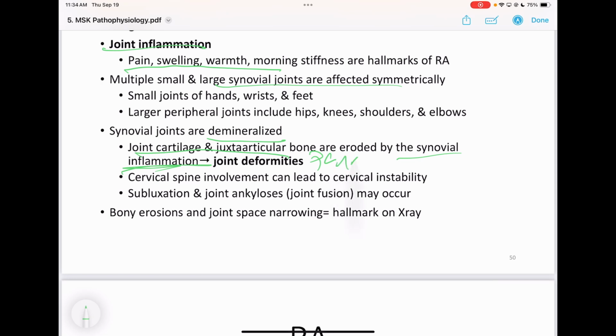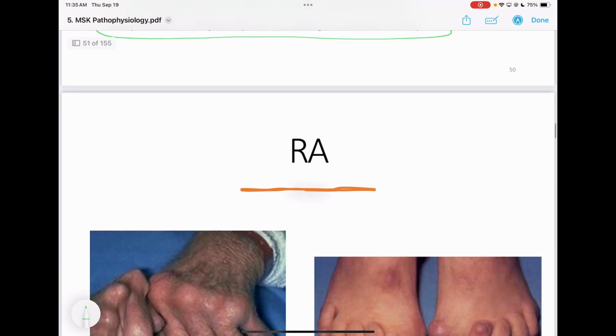Again, pannus. If it's in the cervical spine, they may have cervical instability. They can't hold their head up anymore because of the rheumatoid arthritis. They can get subluxation of the joints or joint fusion, the ankylosing. But again, bony erosions and joint space narrowing is the hallmark on X-ray for rheumatoid arthritis.